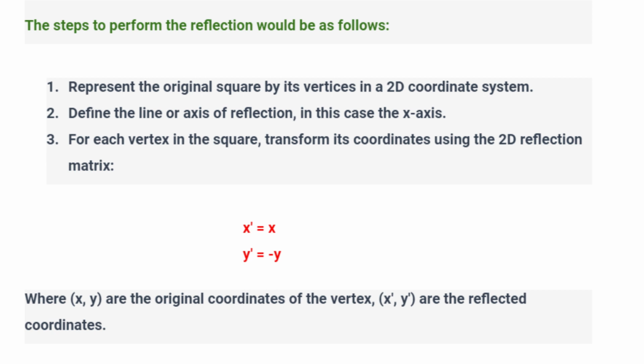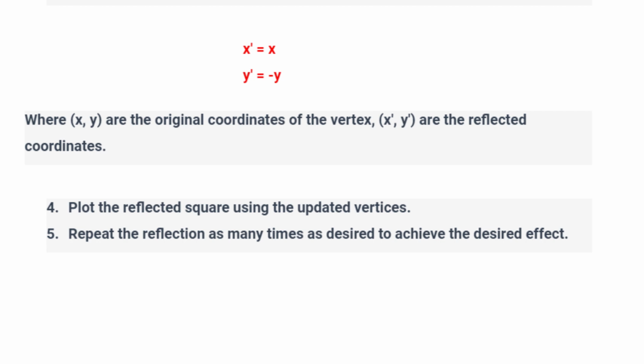x' is equal to x, y' is equal to -y, where x, y are the original coordinates of the vertex, and x', y' are the reflected coordinates. Plot the reflected square using the updated vertices. Repeat the reflection as many times as desired to achieve the desired effect.